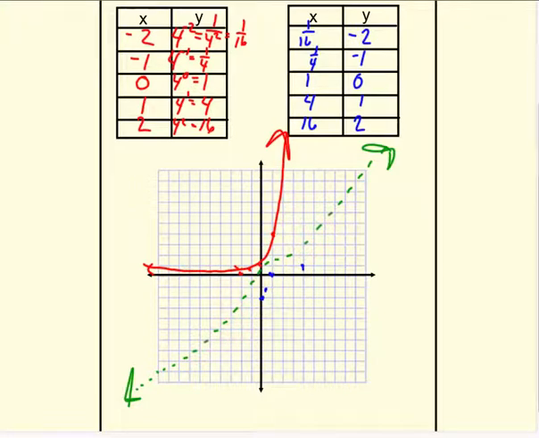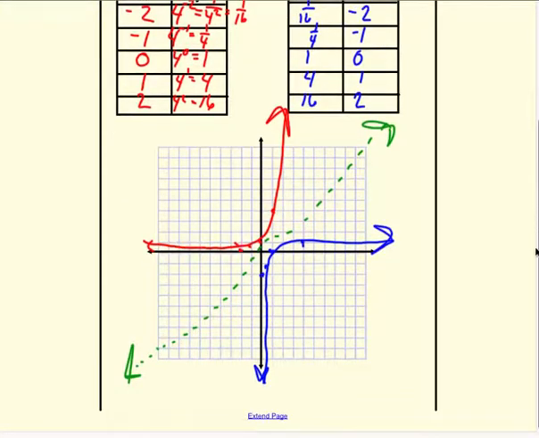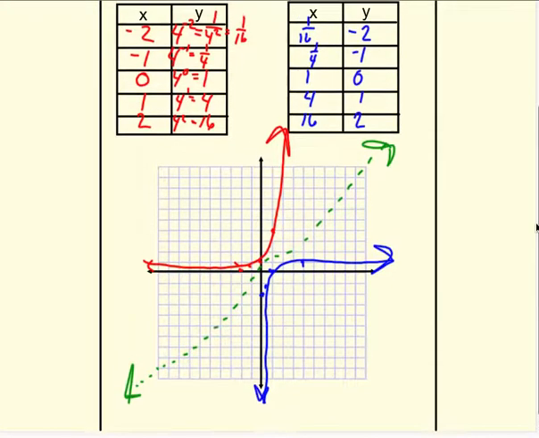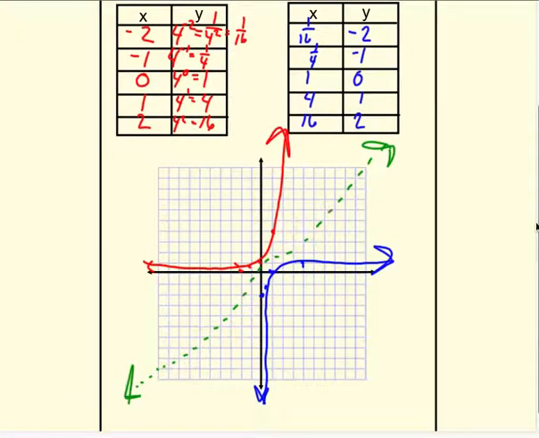So let's see if I can get this one graphed a little bit better. So this one has the y-axis as the asymptote. And if you notice, you can't put a negative value into a log function because you don't get a negative value out of an exponential function. So look at what happened when we put negative values in for x. It turned it into a fraction, but it did not make it negative.